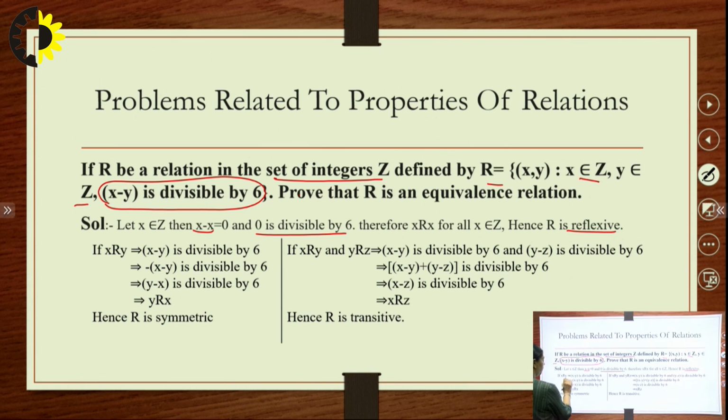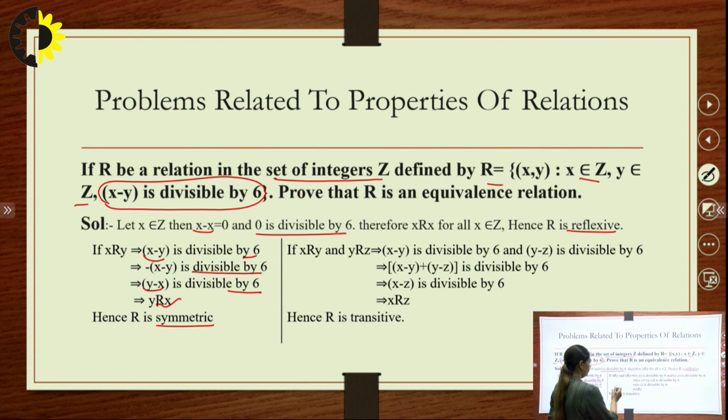Now x is related to y. This means x minus y is divisible by 6. Now we will put a negative sign here. If a number is divisible by any number, then its negative will also be divisible by that number. So minus (x minus y) is also divisible by 6. Now we will open the brackets, we will get y minus x is divisible by 6, so y is related to x. So it is symmetric also.